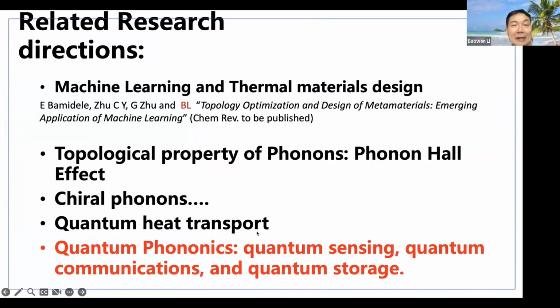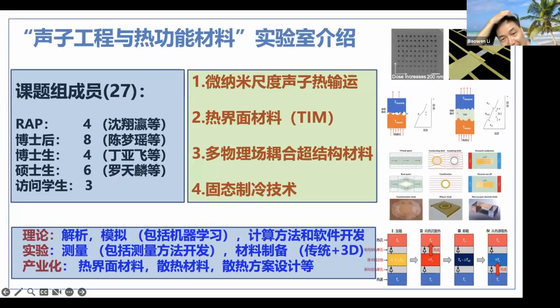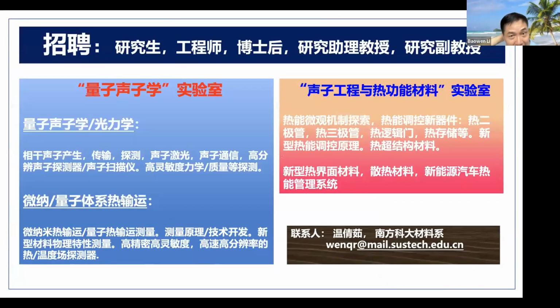I just moved to Shenzhen officially this year. So I already have a big group, more than 20 people, and I'm also looking for more people. Young students, young postdocs, and graduates are welcome to join my group.